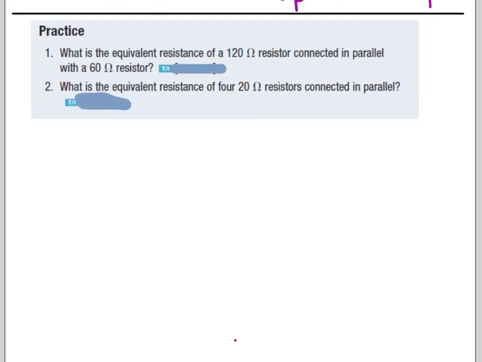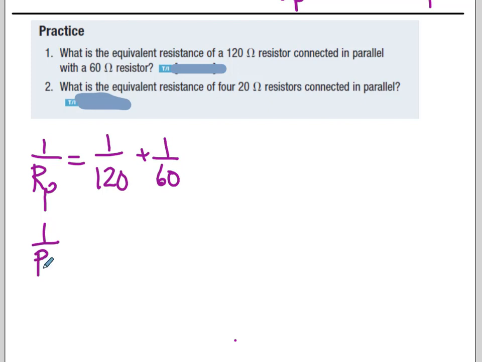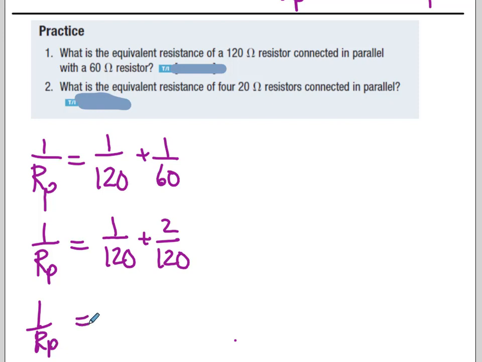Okay, so let's take a quick look. What is the equivalent resistance of a 120 ohm resistor connected in parallel with a 60 ohm? So 1 over RP equals 1 over 120 plus 1 over 60. I'm going to use a common denominator here because I think that's fairly quick to do. Got to keep writing that as 1 over. That's really important. 3 over 120.